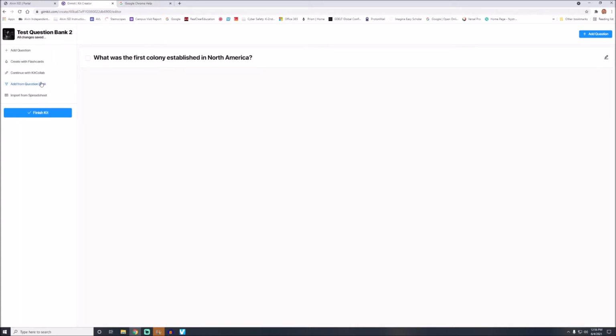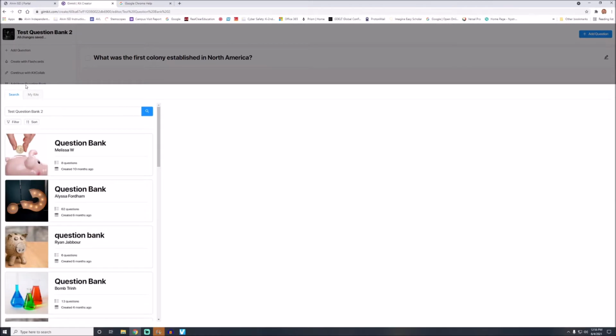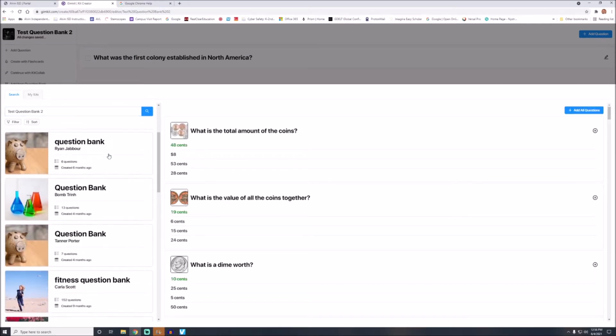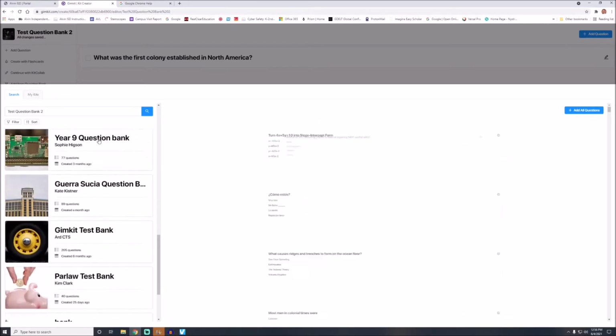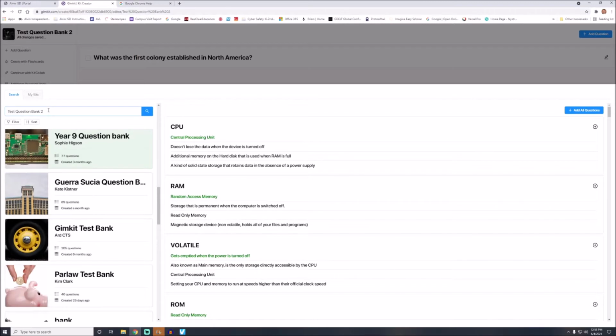And this time I'm going to add from a question bank instead of just clicking add a question. So I'm going to add from a question bank. And the question bank that I'm going to look up is going to be clearly searchable by keyword. And because my kit was titled Test Question Bank 2, those are the words that are going into my search.